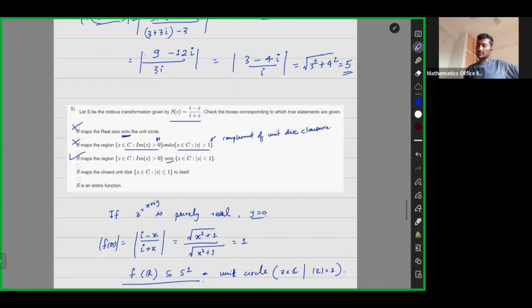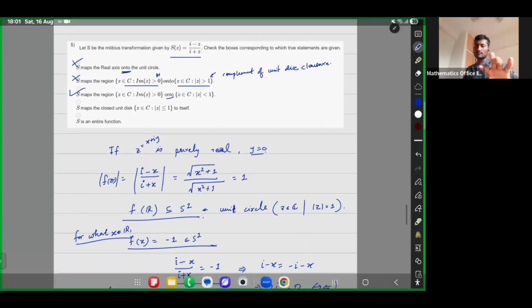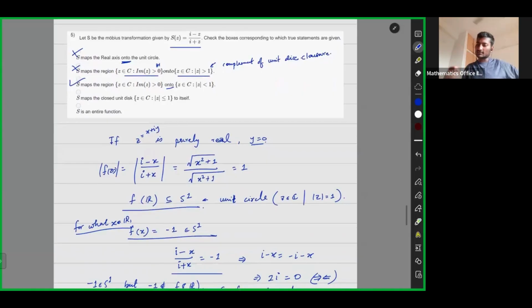Right. Now that you understand this, we can see the next part. We still have 10 minutes so that we can completely finish. S maps the closed unit disc to itself. Then modulus of z is less than or equal to 1, and modulus of f of z is also less than or equal to 1. One more thing: is f an entire function? No. Why? At z equal to minus i, f is not defined, so S is not holomorphic.